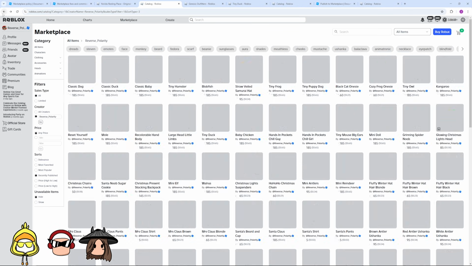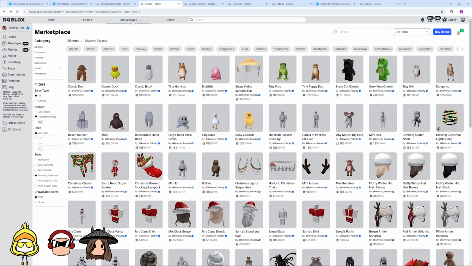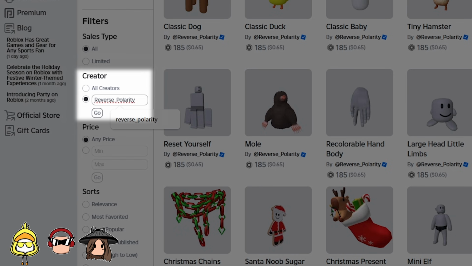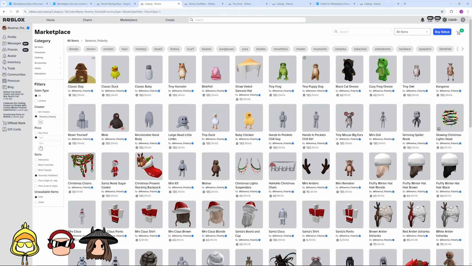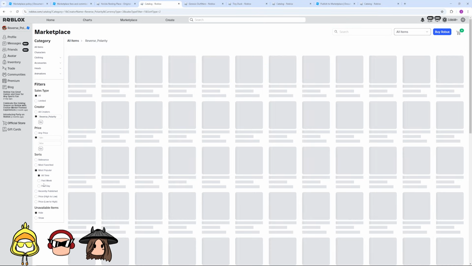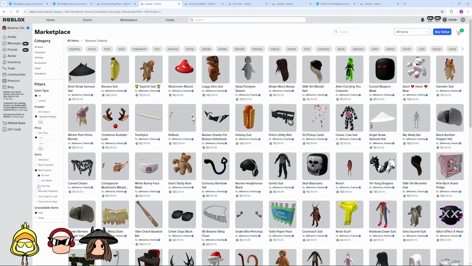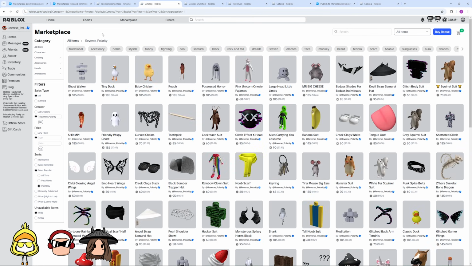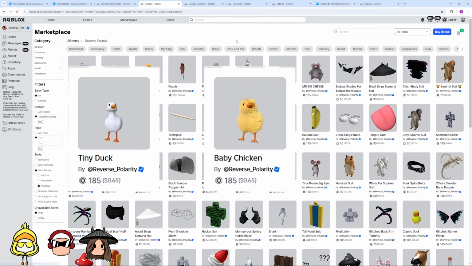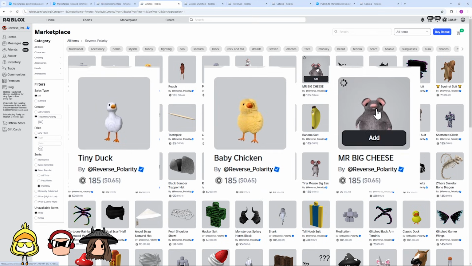And speaking of mine, you can also check out your own page by putting in your username or group name. So I just searched my name, and we can do the same thing again. We can go by most popular, past day. I don't have to set a minimum price because I don't have anything for free. And we can see, oh, the tiny duck, the baby chicken, the Mr. Big Cheese. These are all items that are doing well.